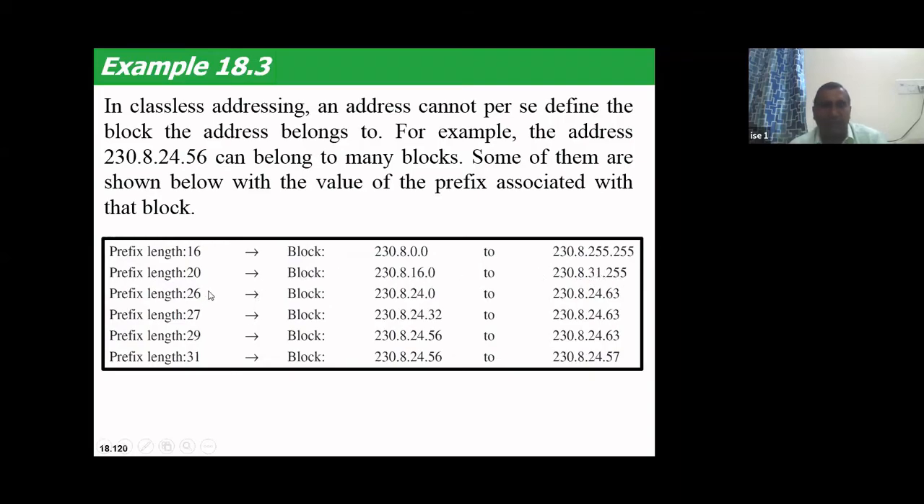Similarly, if the prefix length is 26, then 32 minus 26, sorry, 32 minus 26 will be 6, not 5. You got the idea? So the starting address will be this. All this you can calculate easily by using any of the formulas. So these are the starting addresses. This is the ending address of the network.